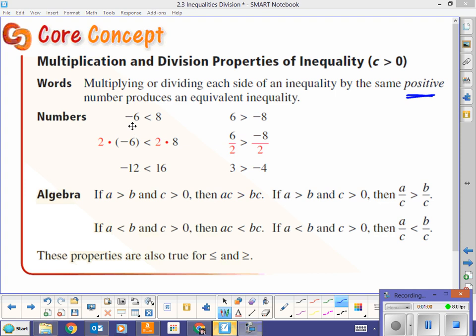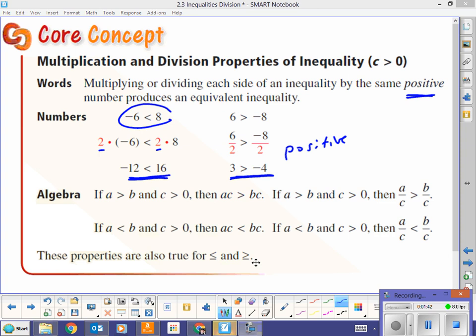So for instance, negative 6 is less than 8. If I multiply both of those by a positive 2, negative 12 is less than 16. I have a true inequality. It works for the other direction too. 6 is greater than negative 8. Dividing both of those by a positive 2, 3 is greater than negative 4. True. So we have to multiply or divide both sides by a positive number if we want it to be true. And of course, it also applies for the equal parts: less than or equal to, greater than or equal to.